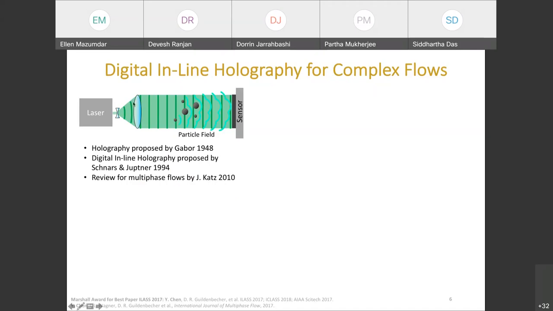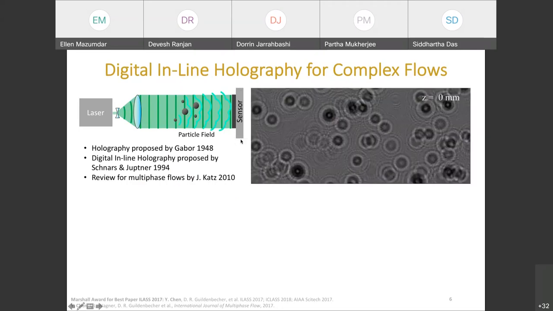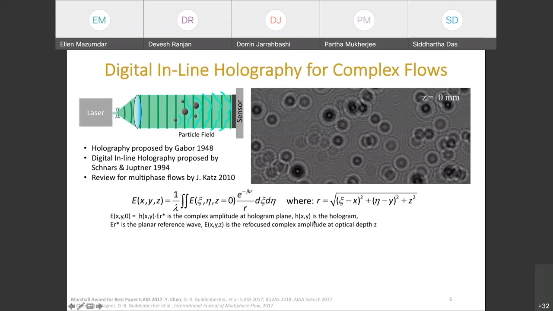The basic idea is you pass a laser beam over a particle field. The particle field creates diffraction patterns. The diffraction patterns end up on top of a 2D sensor. And so you can actually get a very good idea of where the particles are in 3D based on those diffraction patterns by numerically refocusing the images. A typical in-focus or out-of-focus image that you'd get on the sensor as you're taking data would look like this. It's a lot of diffraction patterns of particles.